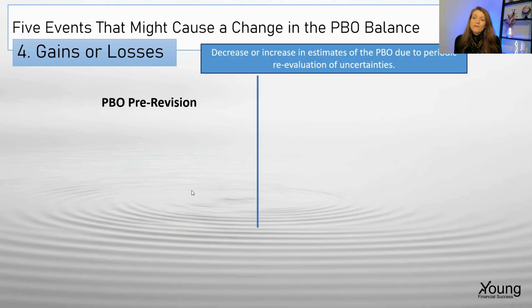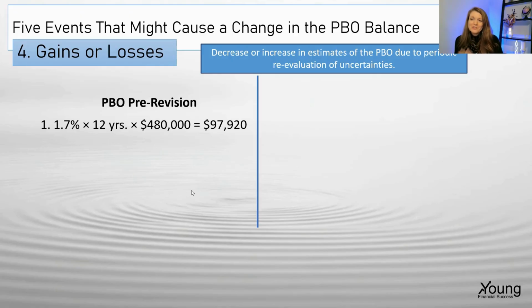But let's look at number 4. We've got our gains and losses. So this is going to be the decrease or the increase in our estimates of the projected benefit obligation. This is due to the periodic reevaluation of all of those uncertainties. We said there's so many uncertainties. When is this employee going to retire? How much is this employee going to make in retirement? What's going to be their final salary? How long are they going to live after retirement? So many uncertainties.